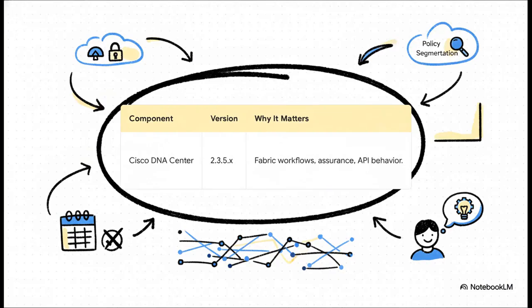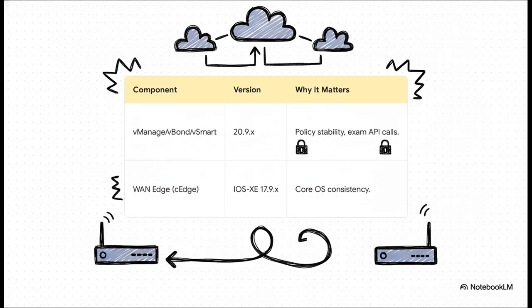For SD-Access, the magic number is DNA Center version 2.3.5.x. And look, the key thing to get here is that it's not about having any version of DNA. It's about having this specific version. It's the one that aligns perfectly with the fabric workflows, the policy segmentation, and especially the assurance and API behaviors that are actively being tested. If you use an earlier version, you are going to be missing key features you're expected to configure. Simple as that. Now let's jump over to SD-WAN and see how this all connects.